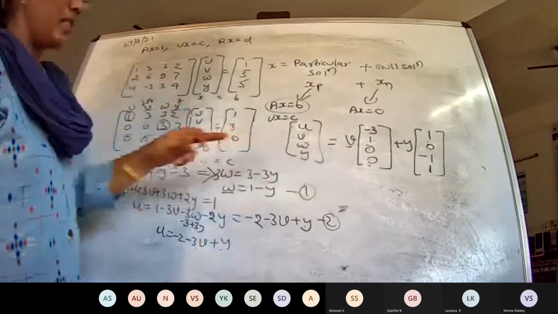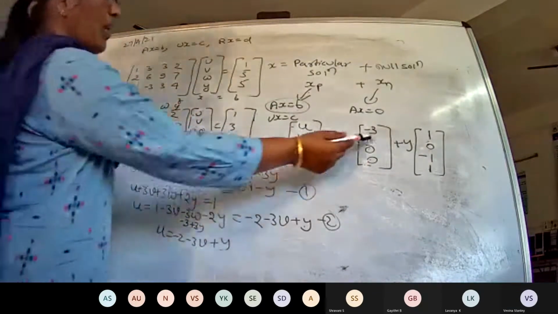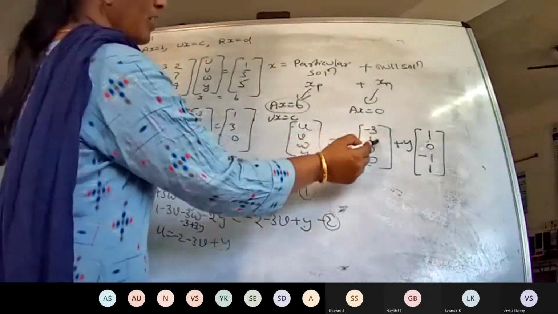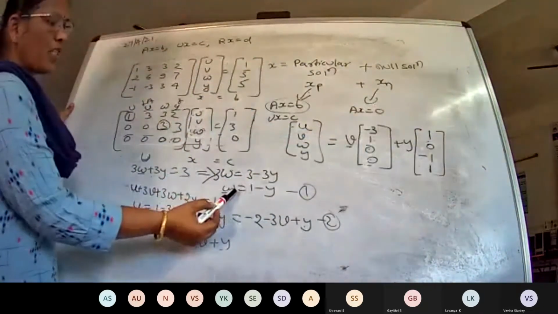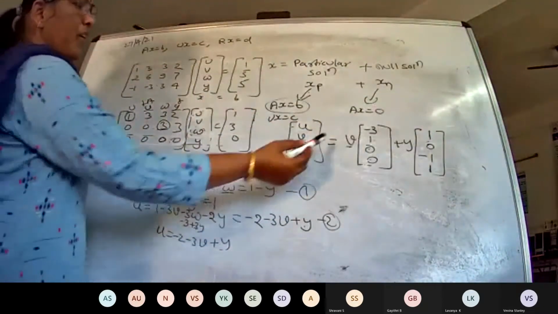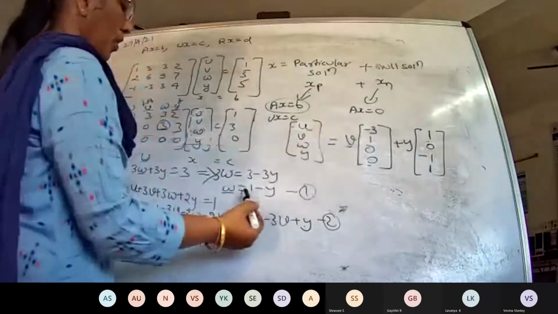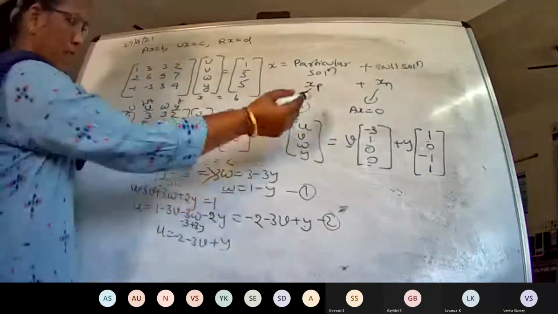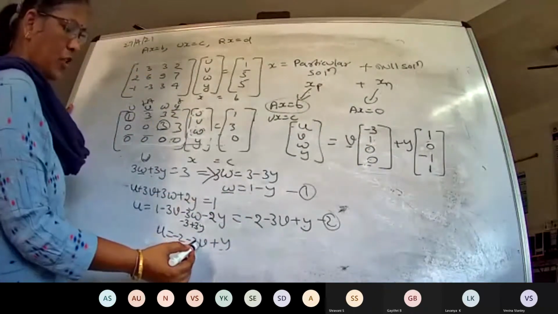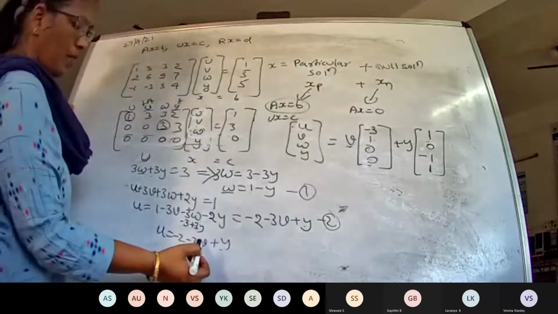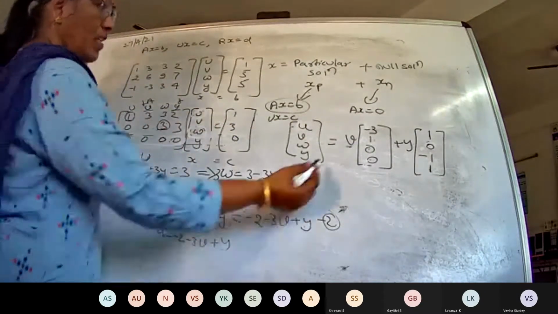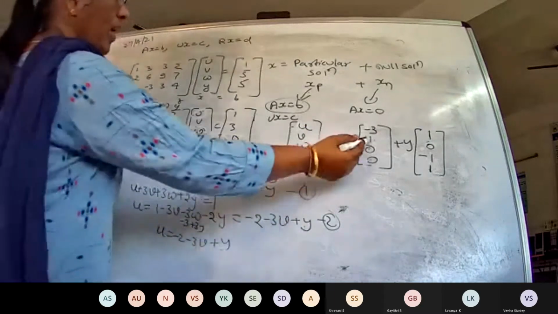Yes, ma'am. Now in W and U, this one, like first row and the third row. In U, what are the coefficients of V? The first row is U. Coefficient of V is minus 3. Write it here. Coefficient of Y is 1. Write it here.